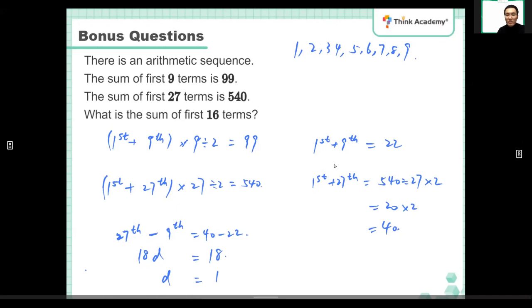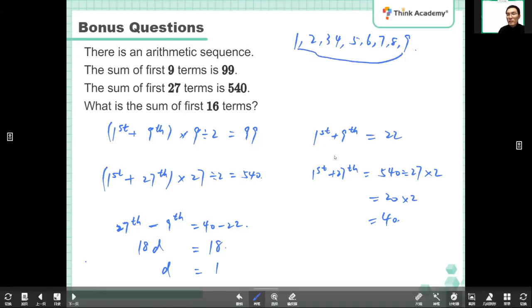Right, so because the common difference is always 1, it doesn't matter whether we start with 1 or not. The 9th term and the first term, the difference will always be the same. The difference is 8, because we have 8 gaps: 1, 2, 3, 4, 5, 6, 7, 8. We have 8 gaps, meaning 8 common differences between the 9th term and the first term. So we know that the 9th term minus the first term equals 8.